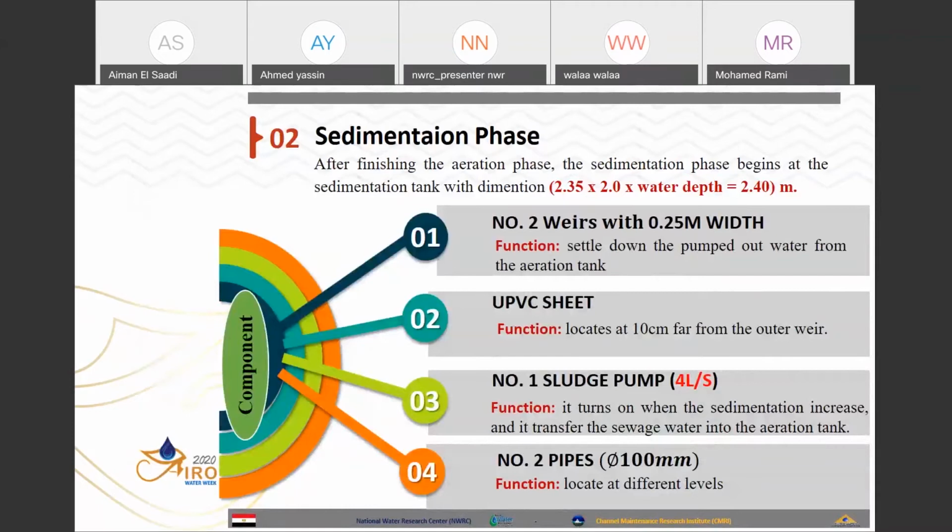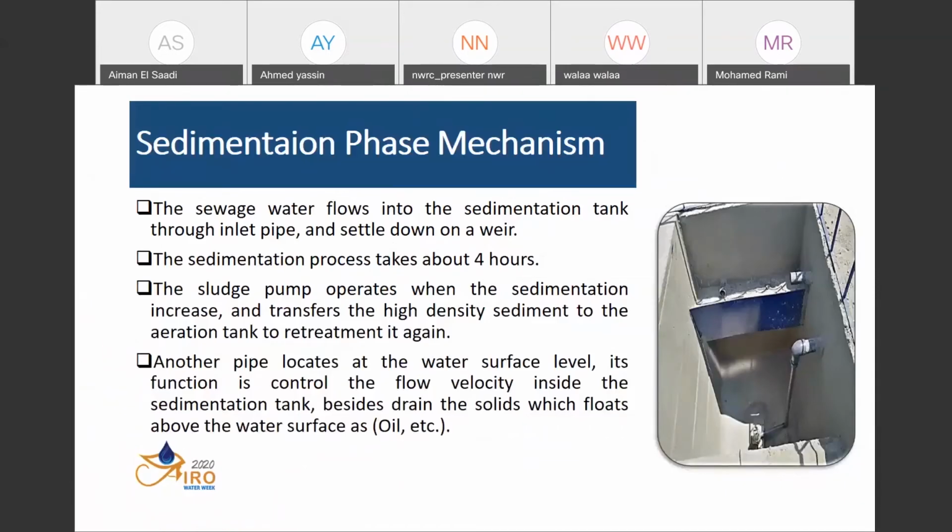The second phase is the sedimentation phase, which contains 2 weirs, a PVC sheet, 1 large pump, and 2 pipes with a diameter of 100 millimeter. The mechanism is that sewage water flows into the sedimentation tank through the inlet pipe and settles down on a weir. The sedimentation process takes about 4 hours. The sludge pump operates when the sediment increases and transfers the high-density sediment to the aeration tank for re-treatment. Another pipe located at the water surface level functions to control the flow velocity.